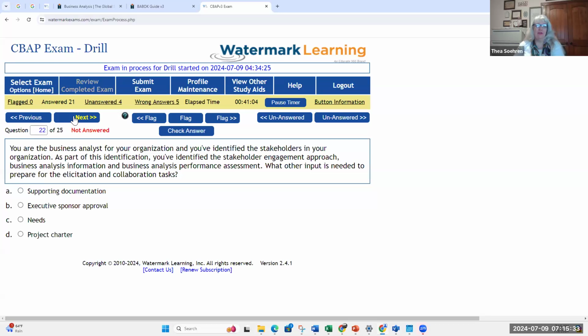You're the business analyst for your organization, and you've identified the stakeholders in your organization. As part of this identification, you've identified the stakeholder engagement approach, business analysis information, and business analysis performance assessment. What other input is needed to prepare for the elicitation and collaboration tasks? So this is all of the tasks in this knowledge area. Is it supporting documentation, executive sponsor approval, needs, or project charter?